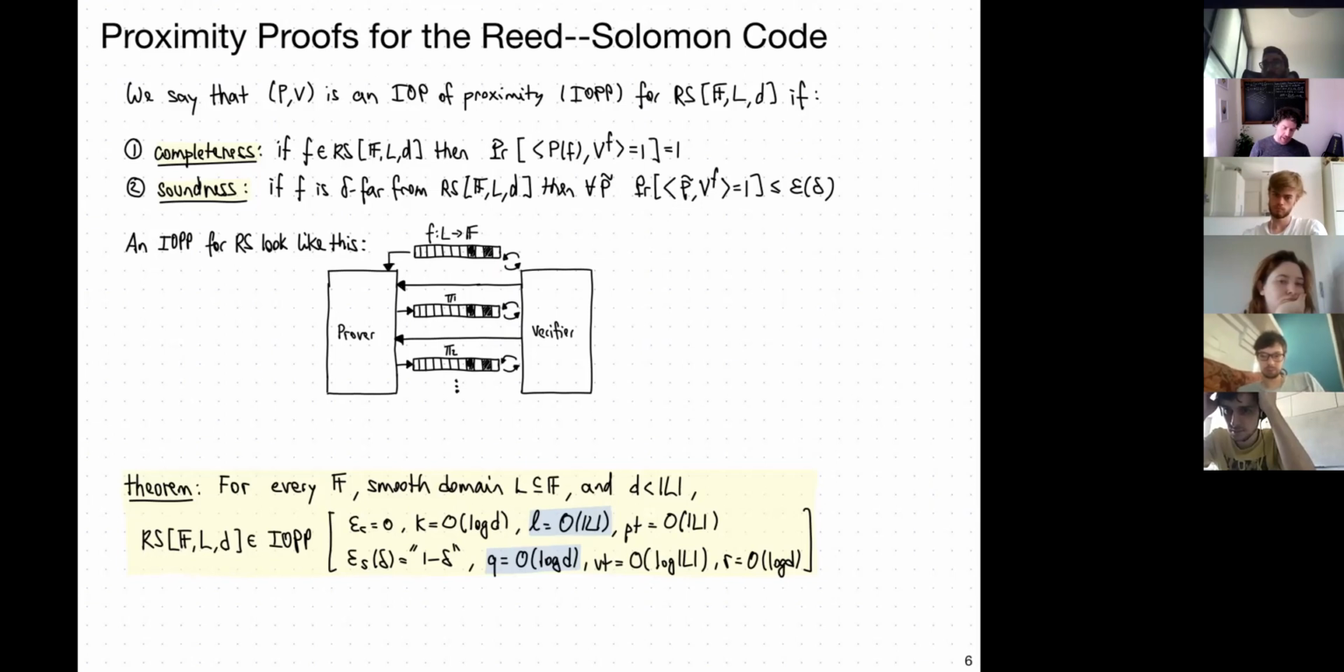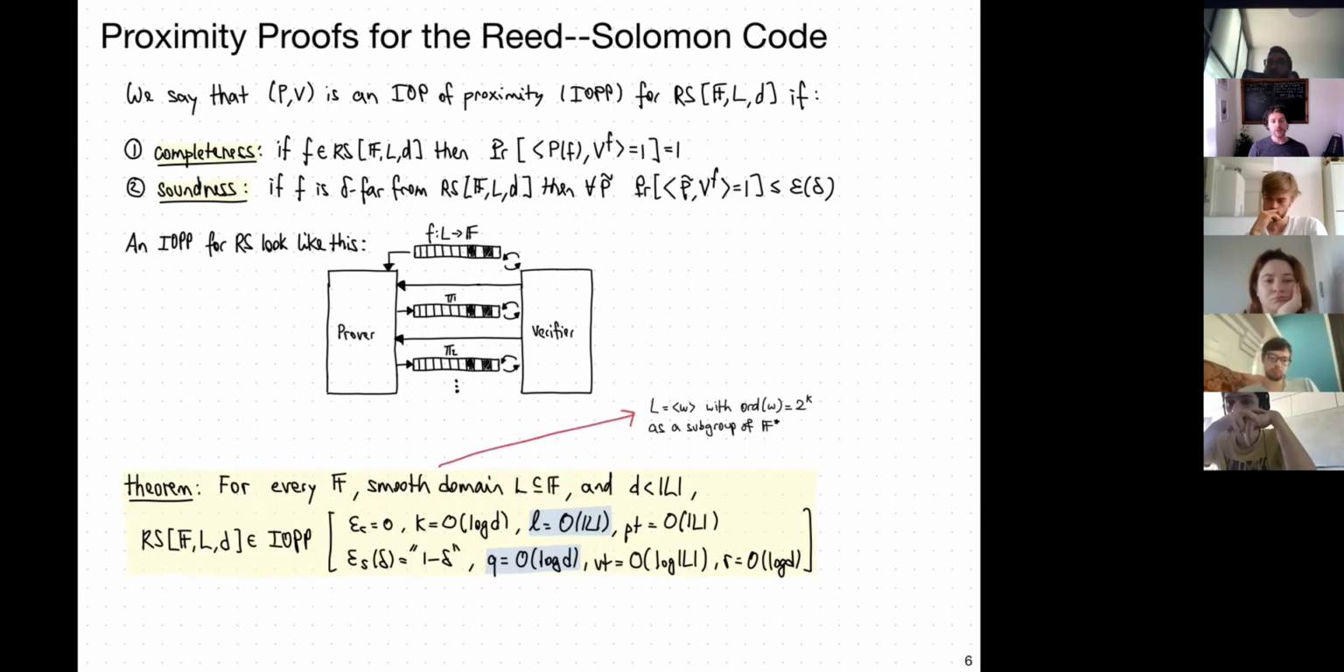So let's start by unpacking the full theorem, and also mention what I mean by smooth domain. We said for any finite field F and some subset of it L, which is smooth. So what is smooth? It's a technical condition which you see all the time in the fast Fourier transform, and you'll see that it's all connected to that. Namely, you take some cyclic multiplicative subgroup of order 2 to the k. Roughly, what does that mean? If I take F and remove 0, then I have this nice multiplicative subgroup. And I just want this subgroup to play nicely with bits, so I want it to be of size 2 to the k.